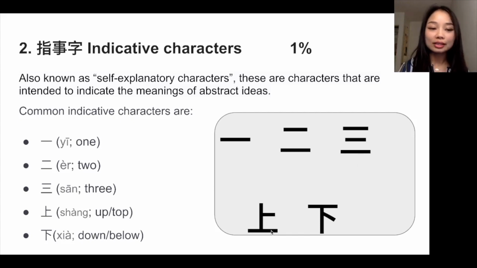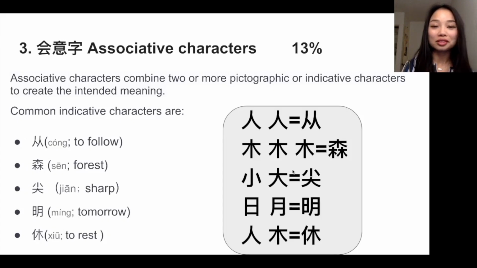And then look at this one example. Shang is everything above this line, okay? We call them top, above. And this character is the opposite of Shang. We call them Xia. So it's pretty much everything underneath this line or below the line. Xia. So even though they are useful and helpful, they only make up 1% of all characters, okay? But they're very important.